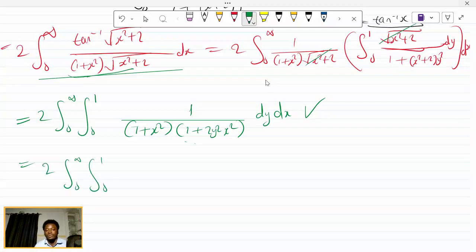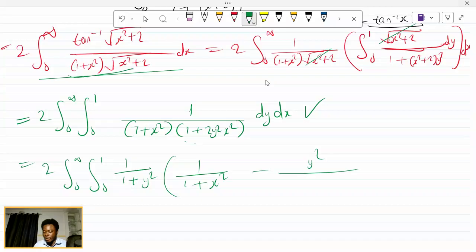from 0 to 1. Then you would end up with 1 over 1 plus y squared times 1 over 1 plus x squared minus y squared, all divided by 1 plus 2y squared plus x squared. I already did this myself, so you can do it to find out that they are equal, the y dx. Now what we're going to do is switch the order of integration.